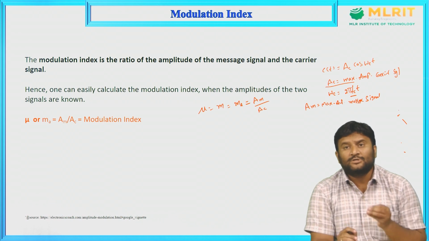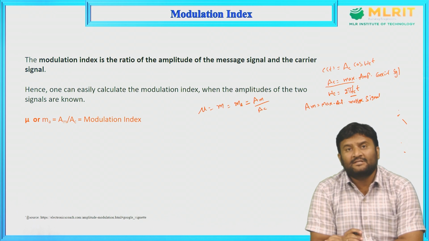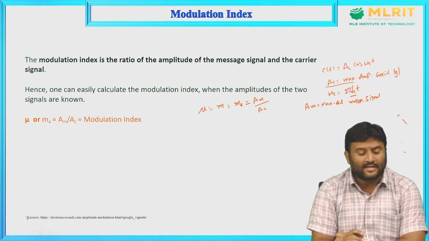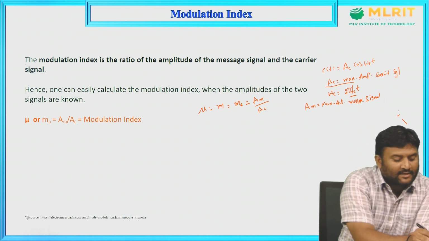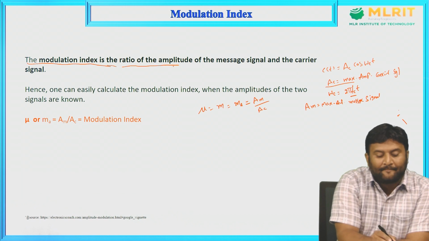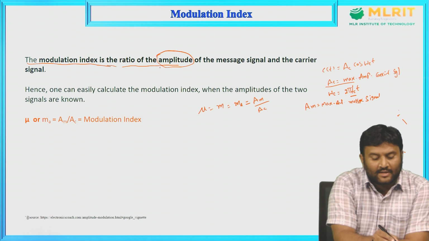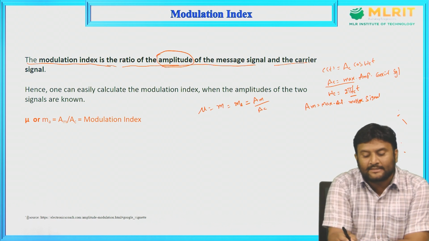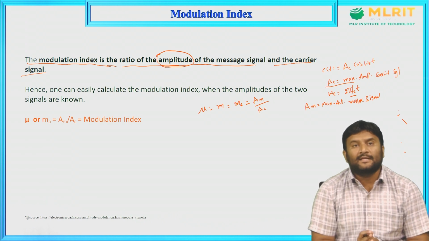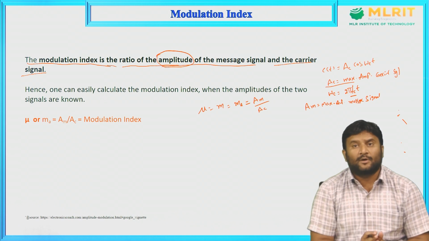Once you know the maximum amplitude values of the message signal as well as the carrier signal, it is very easy to find the modulation index. That's why the definition clearly explains that the modulation index is the ratio of amplitudes. Remember, we are discussing amplitude modulation here. That is why the amplitude of the message signal to the amplitude of the carrier signal is called the modulation index. Another name for modulation index is depth of modulation.